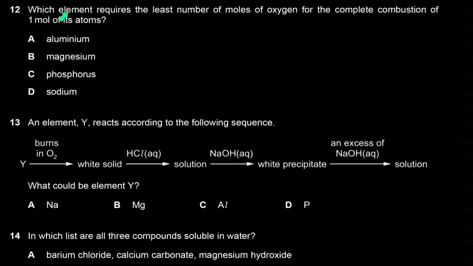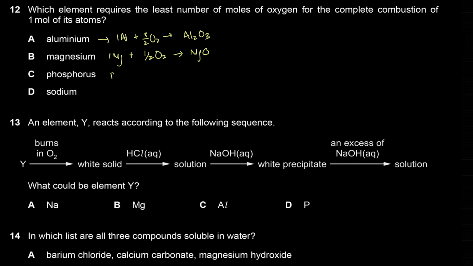Which element requires the least number of moles of oxygen for the complete combustion of 1 mole of its atoms? So here the answer is simply D, right? I mean, we can verify this. Aluminum forms Al2O3. So if you have 1 mole of aluminum, you're going to need 3/2 moles of oxygen. Magnesium, for 1 mole of magnesium, you need half a mole of oxygen to form MgO.